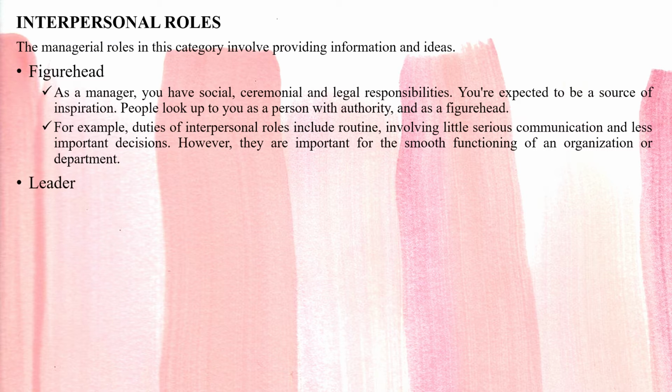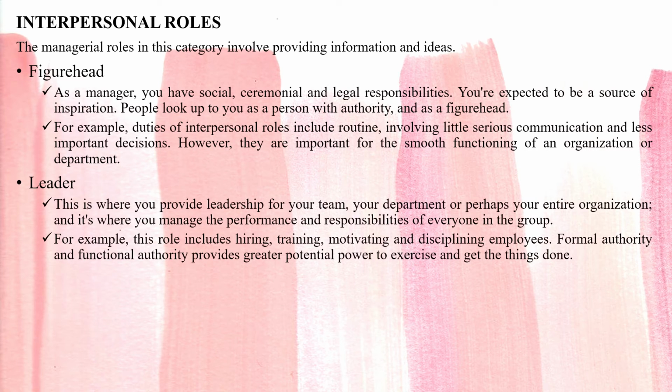For example, the duties of this role include routine tasks involving little serious communication and less important decisions. However, they are important for the smooth function of an organization or department. Second is leader. This is where you provide leadership for your team, your department, or perhaps your entire organization, and manage the performance and responsibilities of everyone in the group. For example, this role includes hiring, training, motivating, and disciplining employees. Formal authority and functional authority provide greater potential power to exercise and get things done.